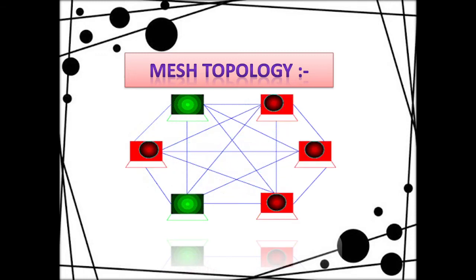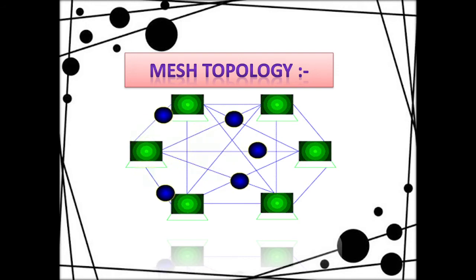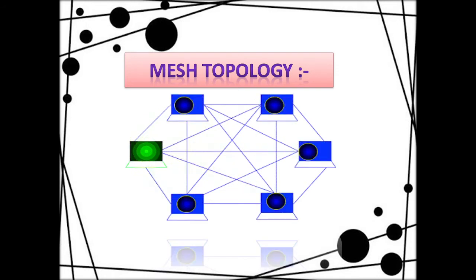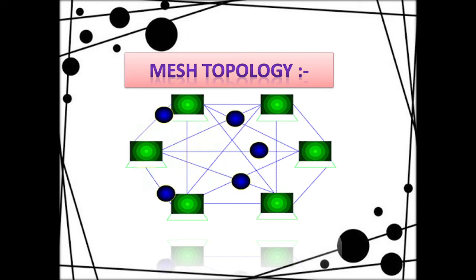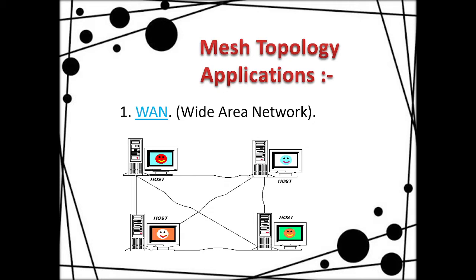There are disadvantages also. Disadvantages of mesh topology: a lot of cabling is required, thus the cost of the setup is increased. Owing to its complexity, the administration of the mesh network is difficult. The mesh topology's application is WAN, Wide Area Network.